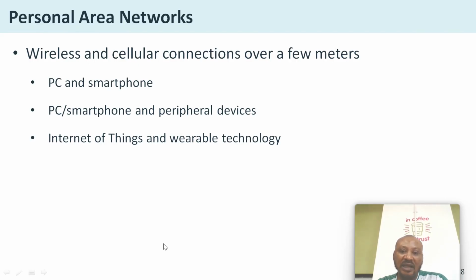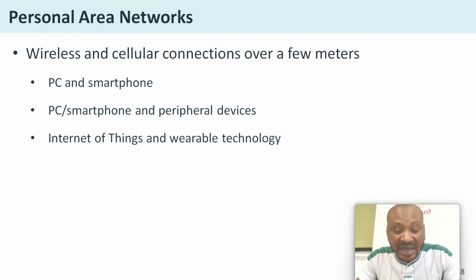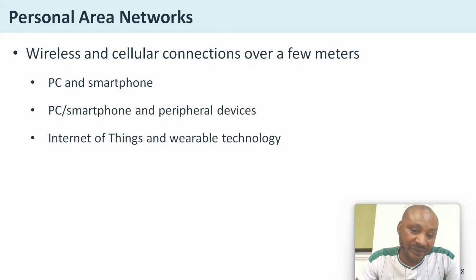Now, Internet of Things and wearable technology. Each time you hear about Internet of Things, it just means all devices that now have access to the internet. That's what it means. You could have a washing machine, fridges, your motor cars, all those technologies now have access to the internet. It's called Internet of Things.